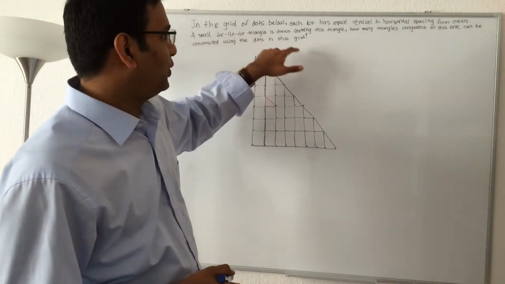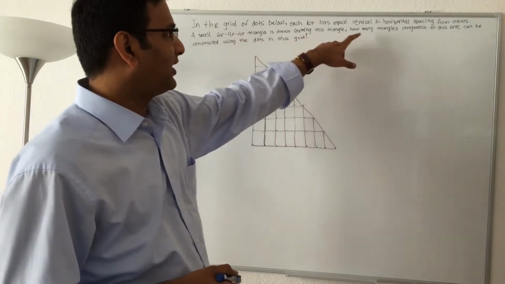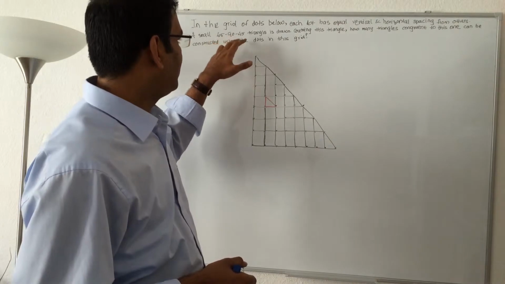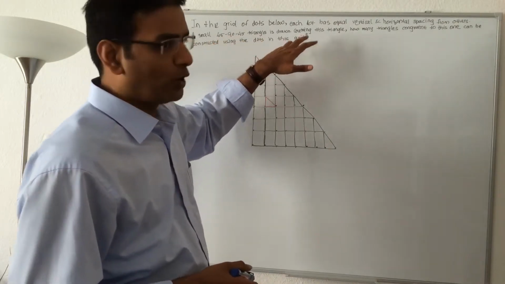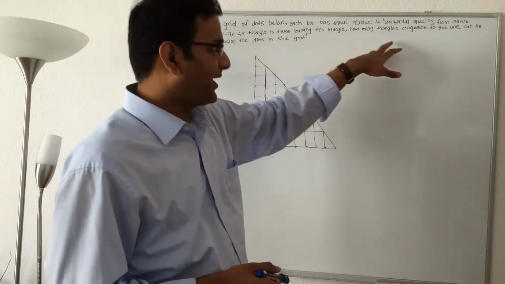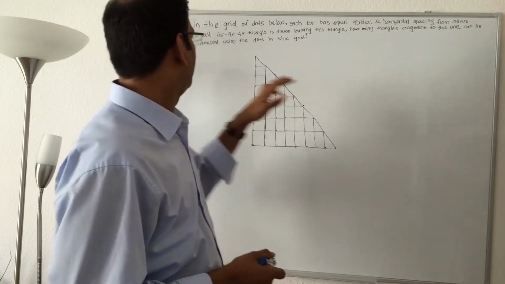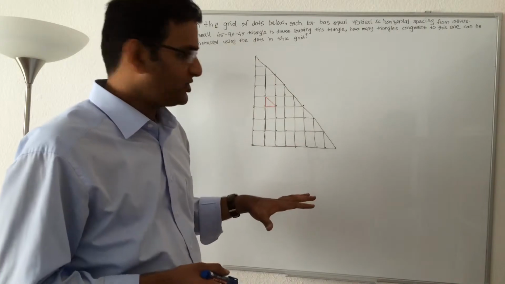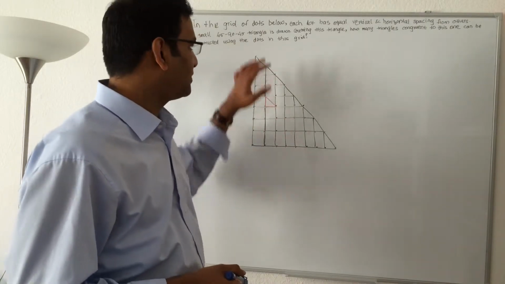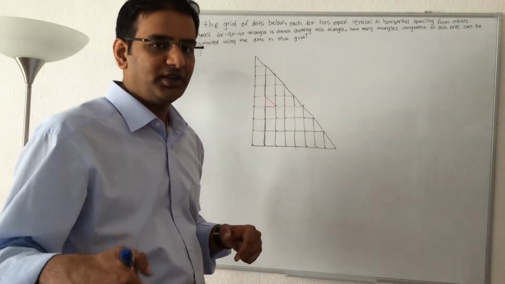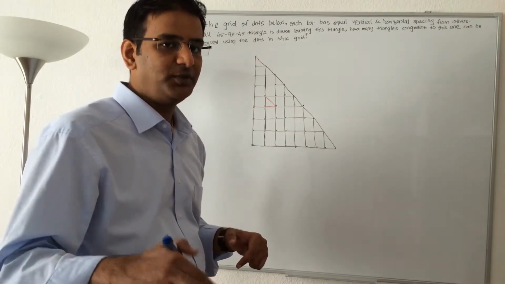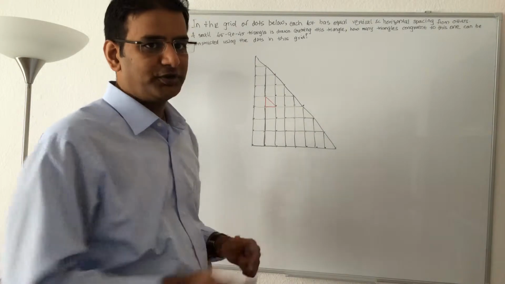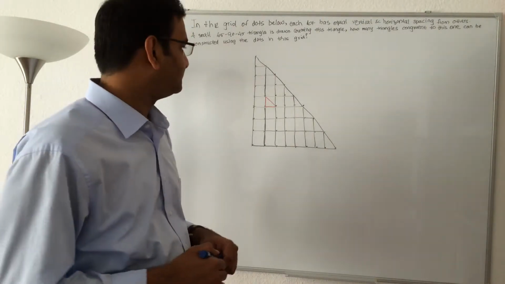The grid of dots below, each dot has equal vertical and horizontal spacing from others. A small 45, 90, 45 triangle is drawn. Counting this triangle, how many triangles congruent to this one can be constructed using the dots in the grid? So take a moment to understand. The question has also been posted in the comment section of this video, so please try to solve this on your own. If you're not able to do it, please watch further. We're going to go ahead and solve it.